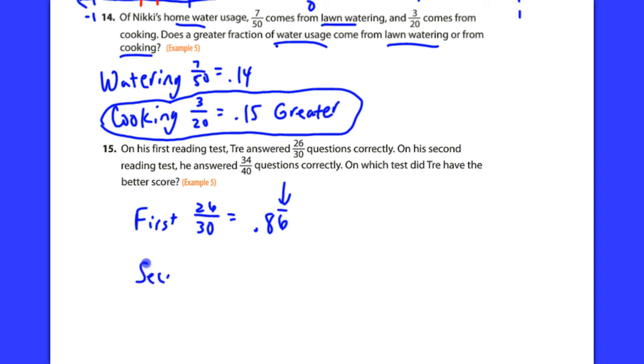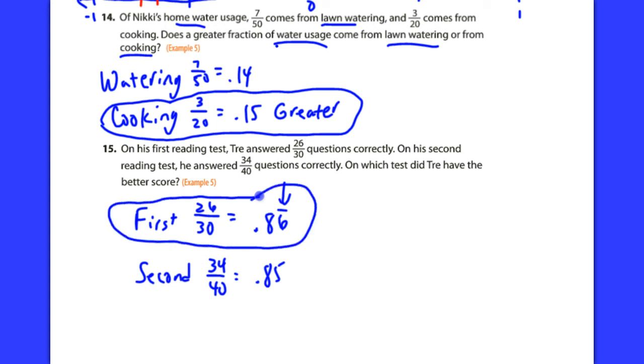The second score, which was 34 out of 40, divides out to 0.85. So which one is greater? Clearly, the first test is the greater score. It's 86, 87% compared to 85. So it would be the first score. And that's the greater score.